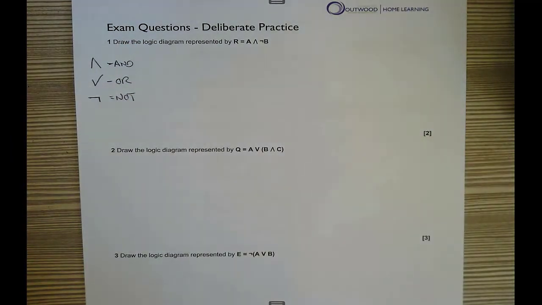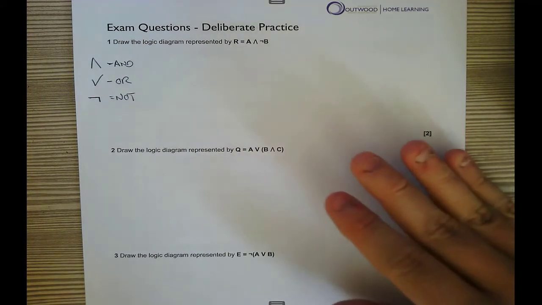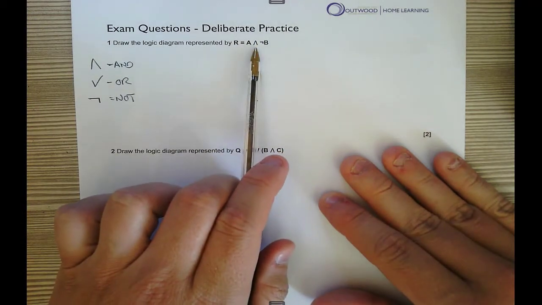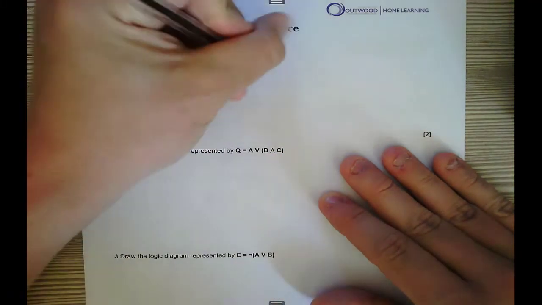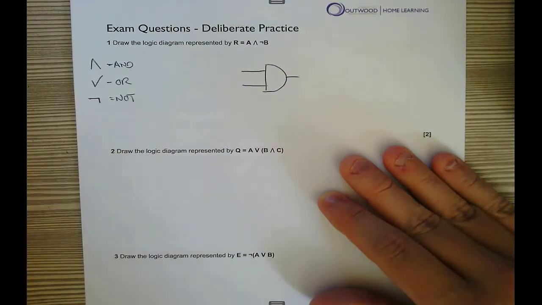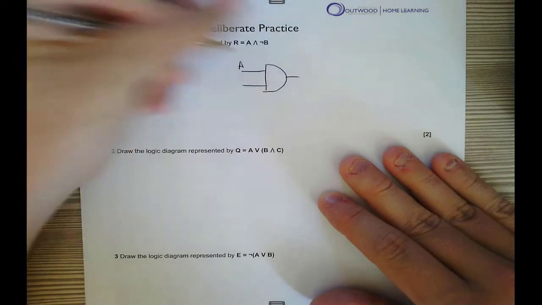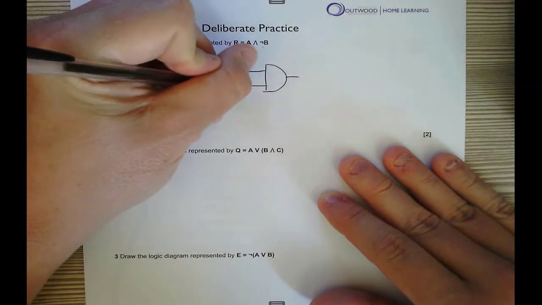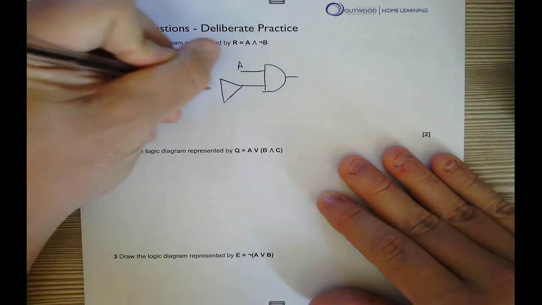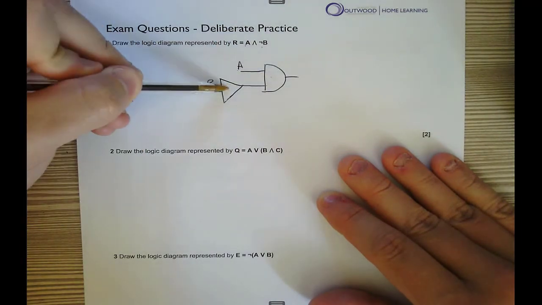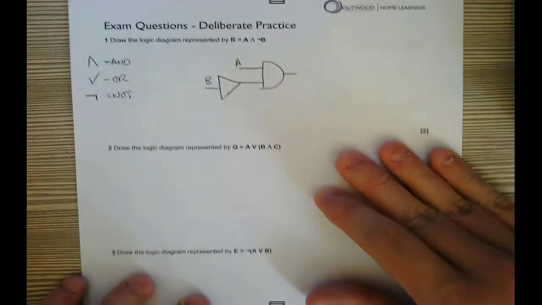So here we've got R equals A AND NOT B. Now the first thing I do is what's called find the middle. The middle Boolean operator in this expression is that AND gate, so I'm going to draw my AND gate, just like that. To the left hand side of my AND gate I've got A, so I'm going to label that A. To the right hand side I've got NOT B, so I'm going to draw a NOT gate and have B go into it. So I've got A AND NOT B. Let's go on to the next one then.